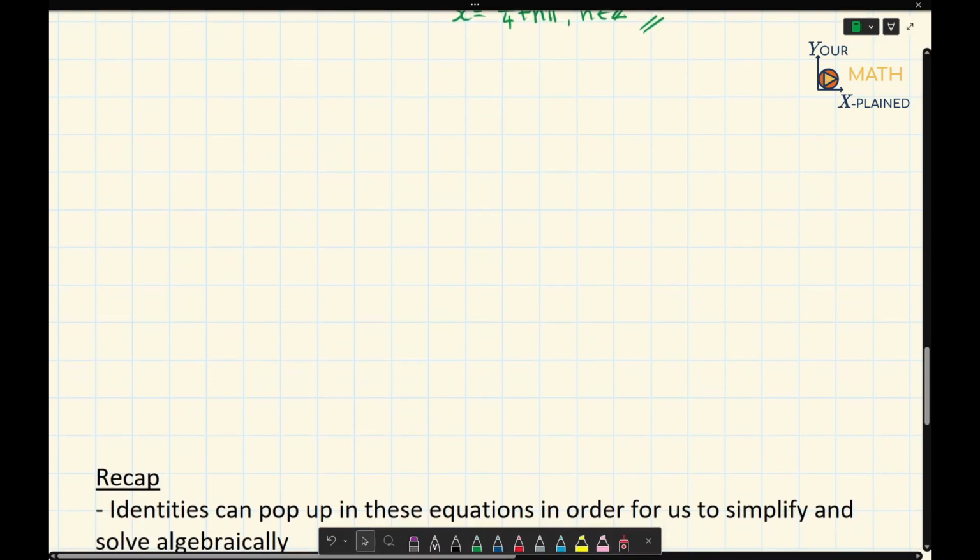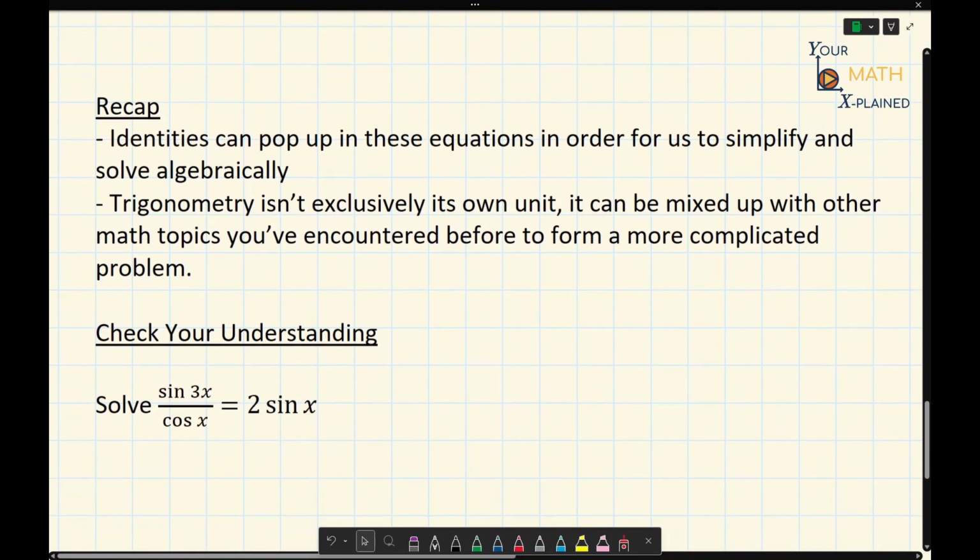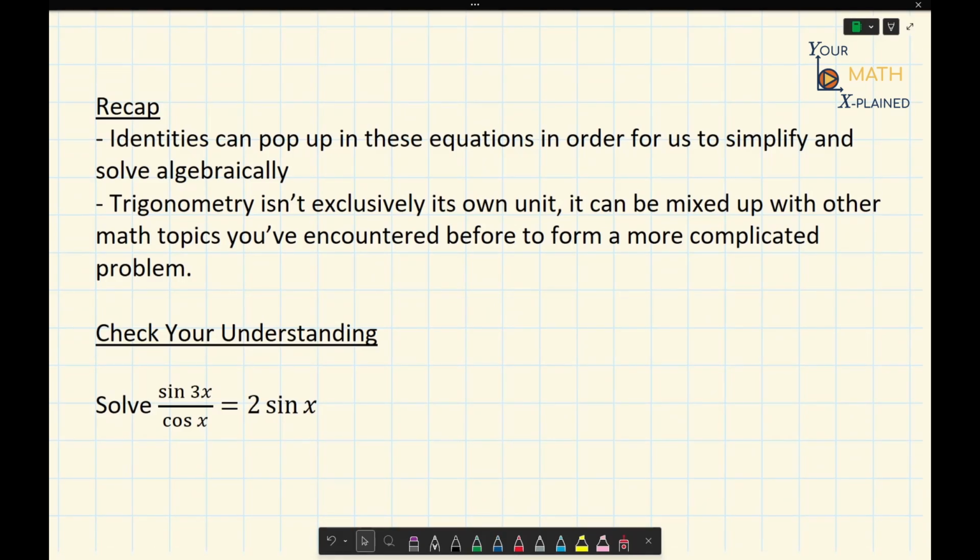And now let's do a quick recap of everything that we covered in this video. Today, we used trig identities to tackle equations that weren't solvable at first glance. We saw how identities can pop up in these equations and help us to simplify and solve the equation algebraically. We also saw how trigonometry isn't exclusively its own unit. It can be mixed up with other math topics you've encountered before to form a more complicated problem.